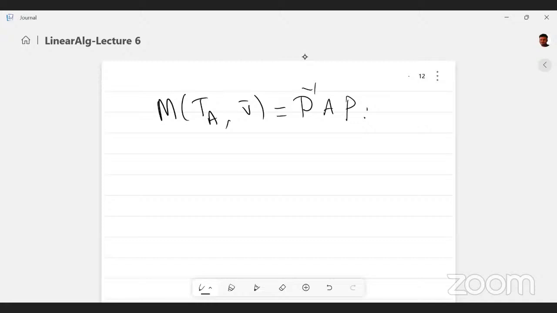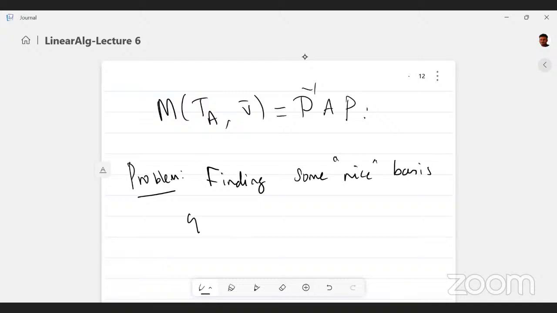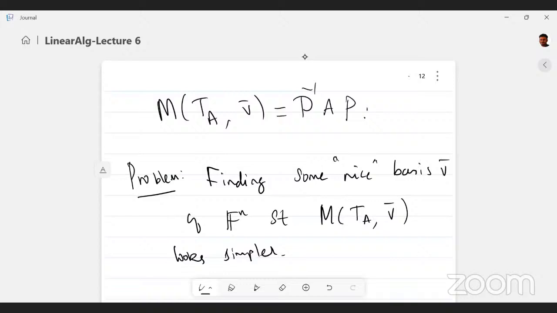So the problem of finding some simpler form inside the similarity class becomes finding some nice basis of your space, it could be Fn, such that the matrix of this TA with respect to that basis looks simpler. I still haven't told you what simpler means, and we will discuss that in the next class.